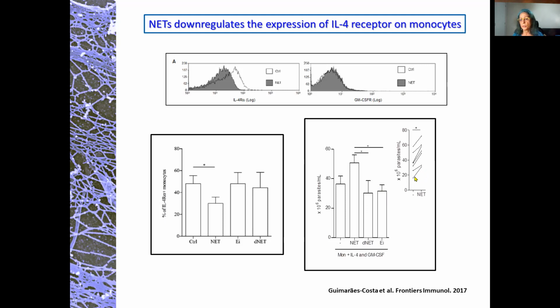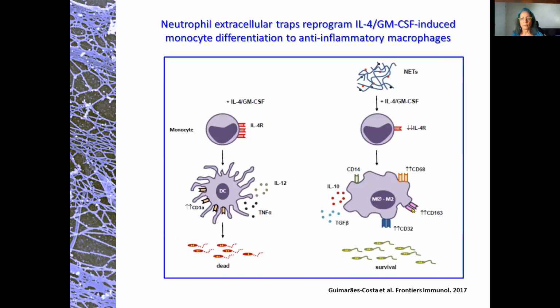And here is just to show you that all the monocytes that are being differentiated in these conditions, the parasite replication in those cells, they all increase it. So what was demonstrated is that monocytes cultivated with IL-4 and GM-CSF differentiate into dendritic cells that express CD1A and produce TNF-alpha and IL-12, and all this is contributing to kill the parasite.